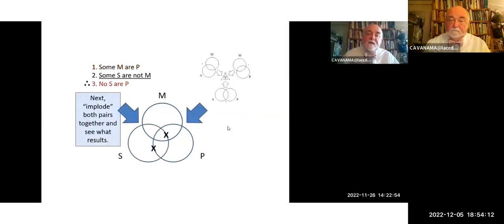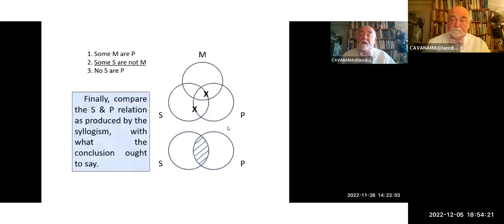Next what we do is implode the pairs together and see what results. What results is we have two X's, and they're both dangling, although in different spots. And then we draw the Venn for the conclusion, and we ask, does the complex one say at least the same? Not only does it not say at least the same, it doesn't say anywhere near the same. Look what happens here. We have a universal conclusion, which we tried to derive from two particular premises.